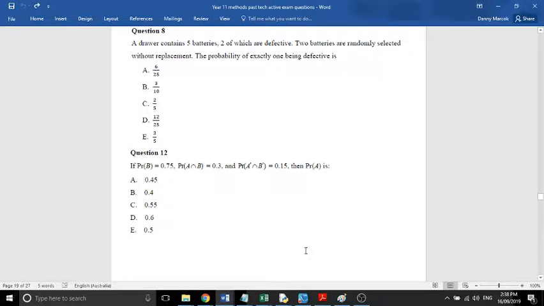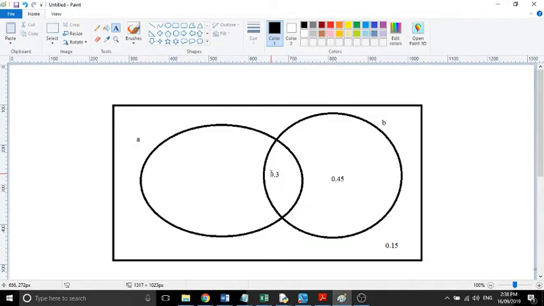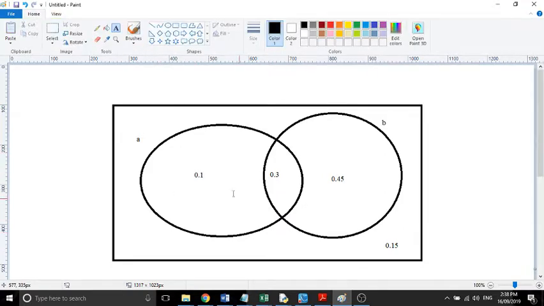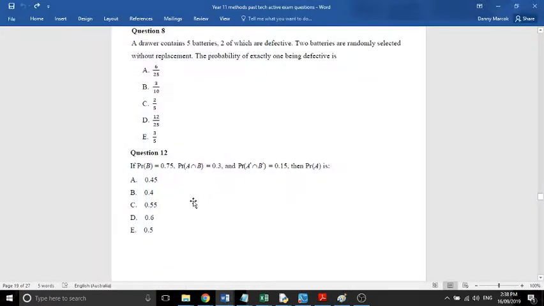Okay, so what we do now is we add them up together. We've got 0.3, 0.45 to make 0.75, plus this to make 0.9. That means we've got 0.1 left over. Now, based on that, the probability of A is going to be 0.1 plus 0.3 to make 0.4. We have our answer there in B.